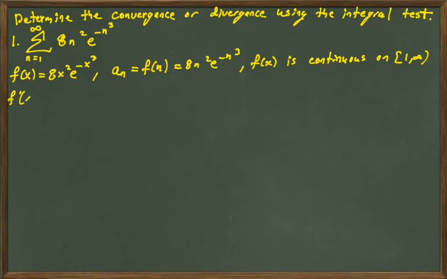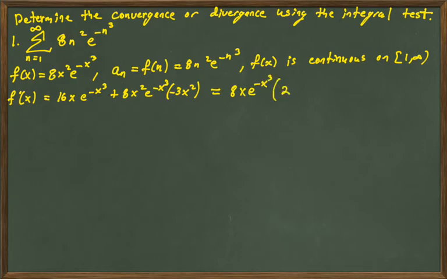We need to show decreasing, and how we can show decreasing is to look at the first derivative. The first derivative being negative would show that this is decreasing. So that'll be 16e to the negative x cubed plus 8x squared e to the negative x cubed times negative 3x squared by the chain rule. And we'll go ahead and factor out an 8x e to the negative x cubed. What's left over is a 2 minus 3x cubed, and that is certainly going to be less than 0 if x is 1 or larger, and so that's going to tell us that f of x is decreasing.